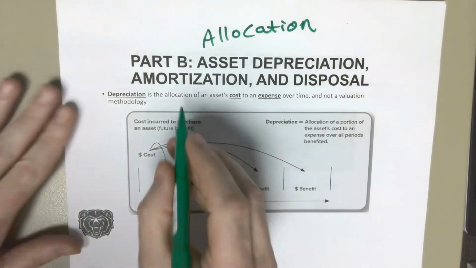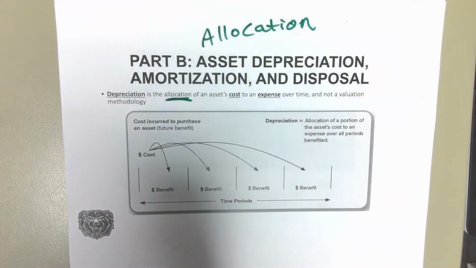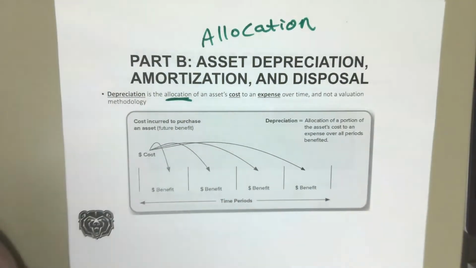Well, depreciation is the allocation, such a sweet, sweet word, the allocation of an asset's cost as an expense over time. Okay, we've already done this. We talked about this in like chapter 3 and chapter 4, right? You bought a vehicle, you think it's going to depreciate at $500 per year. Every year you recognize a $500 expense.